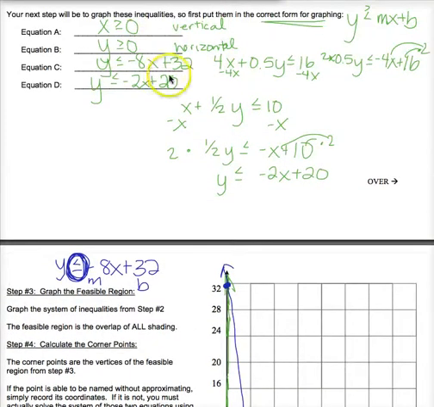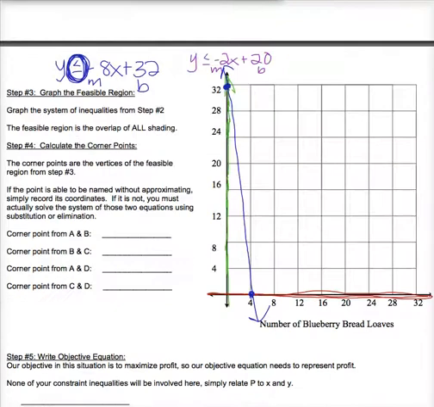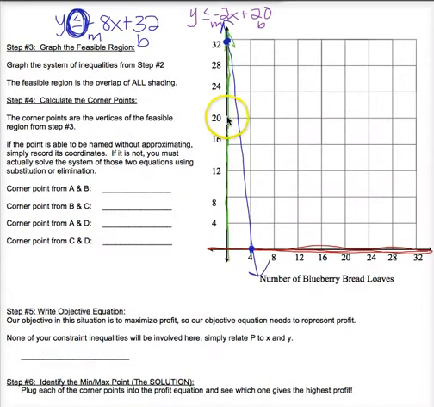All right, last item to graph, equation D here. We have y is less than or equal to negative 2x plus 20. So my b is 20, my m is negative 2. So that means I'm going to start up 20 on my axis, and a slope of negative 2 means I'm going down 2 units, right 1 unit, down 2 units, right 1 unit. So again, please use a straight edge on yours. There we go.